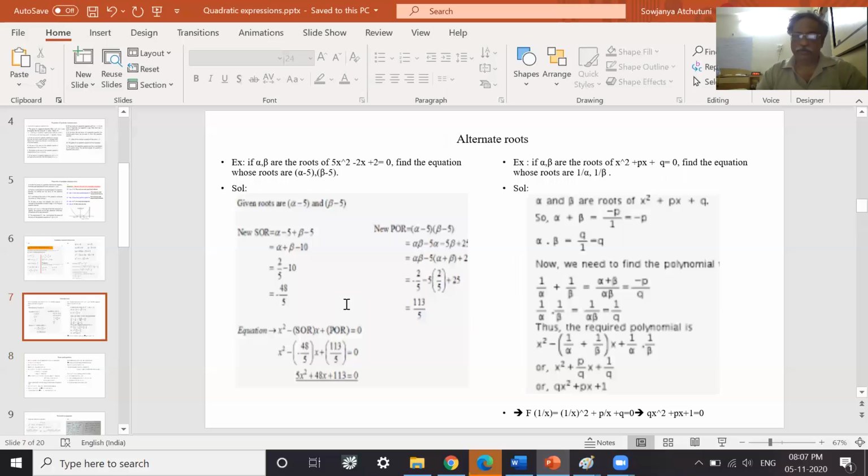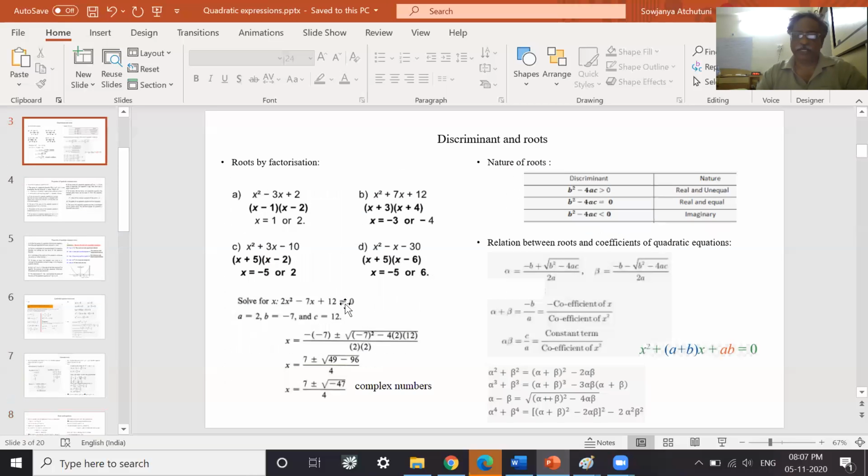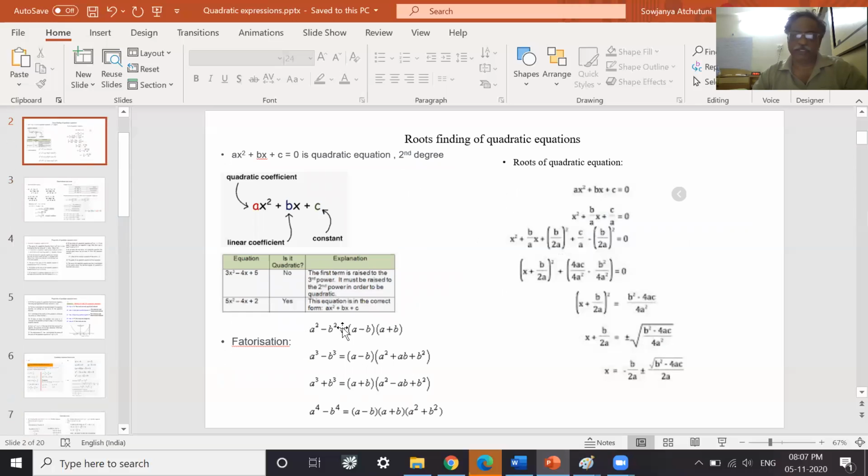So that is why we have to remember these formulas. That's why they are given here. We have to visualize these factorizations.